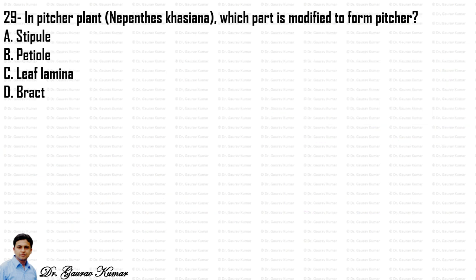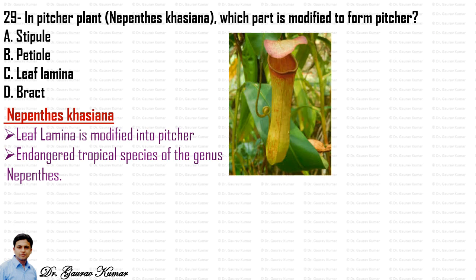So coming towards the next question, in pitcher plant, that is Nepenthes khasiana, which part is modified to form pitcher? I think most of you will be knowing the answer. So in Nepenthes khasiana, the leaf lamina is modified into pitcher. Nepenthes khasiana is an endangered tropical species of the genus Nepenthes. So the option will be C, that is the leaf lamina is the structure that modifies into pitcher.